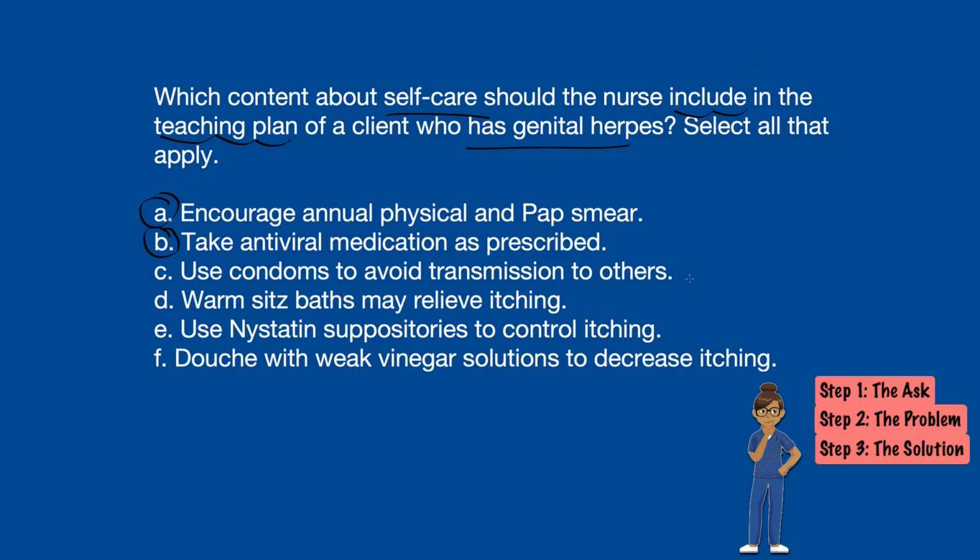C says use condoms to avoid transmission to others. By not picking it, what are you saying? Don't use condoms to avoid transmission. And that's just not true. We do want to use condoms. Now, something really important here. This question didn't provide us any data that the client is having an outbreak. It simply says they have genital herpes, which we know, since it's not curable, if you've been diagnosed with it, you'll always have it. So in the case that you do have genital herpes, you definitely want to protect yourself during sex. If you're having an active outbreak, that's when we would advise the client no sex at all.